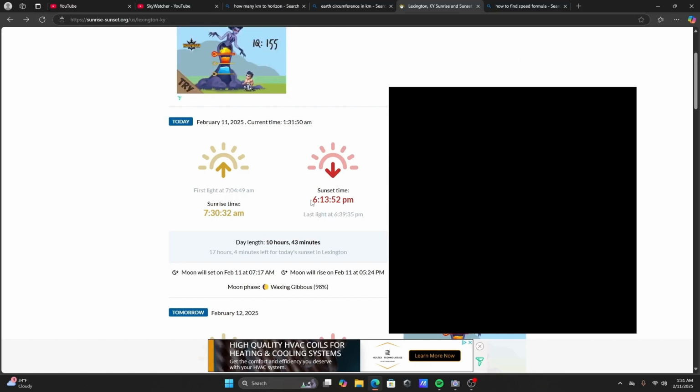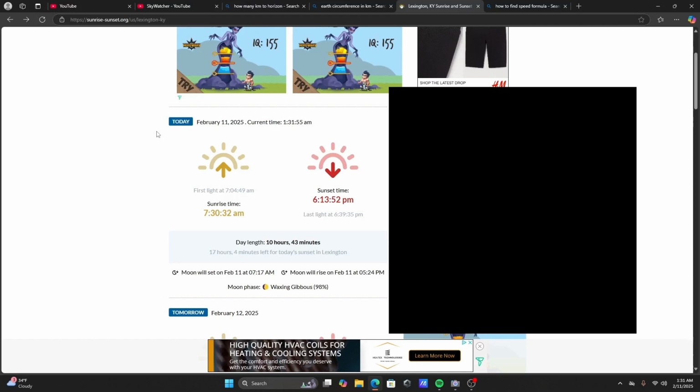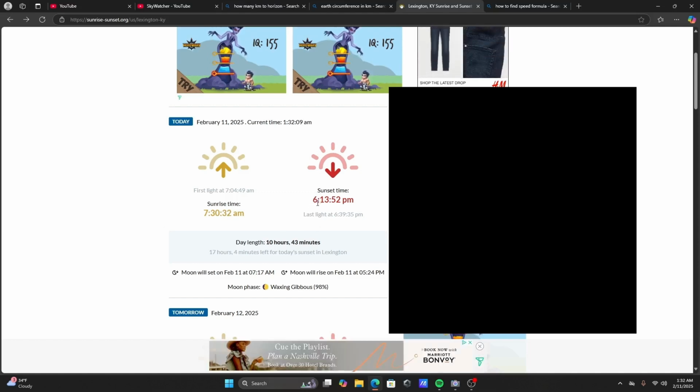And then right now, here where I am in America, we have sunrise at 7:30 and sunset 6:13. That's for today. Right there. It says today, February 11th, 2025, it rose at 7:30 today, and it's set. It's dark now. It already set. It set at 6:13.